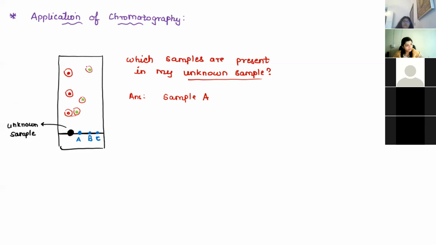And look at C. Are they on the same spot? They sort of are, maybe. Okay, so it does contain, yes, so it is sample C as well.